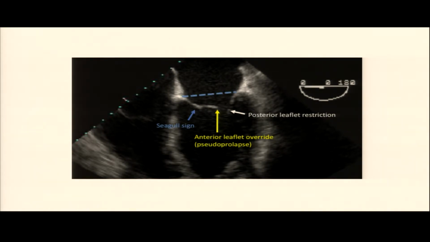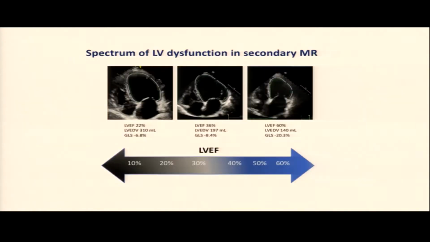Remember, prolapse has to be 2 millimeters above this line in a long axis view. This is a four-chamber view. It's not anywhere near that line. So that's not prolapse, and it's not mixed disease either. That's functional MR. There's a spectrum of functional MR, and I'm going to probably show this slide again in the next talk.